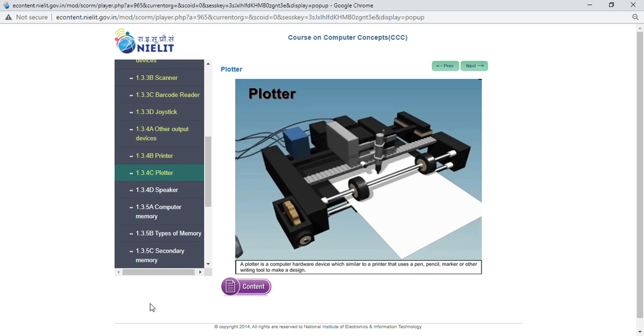A plotter is a computer hardware device similar to a printer that uses a pen, pencil, marker, or other writing tool to make a design.